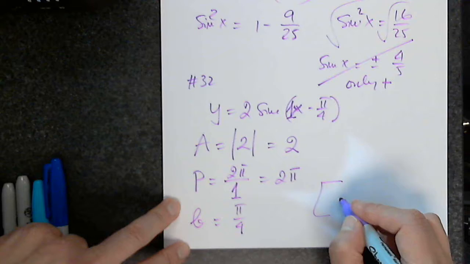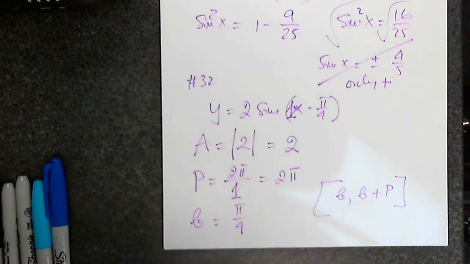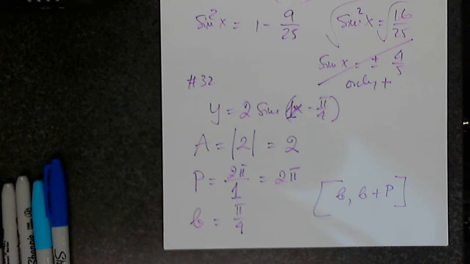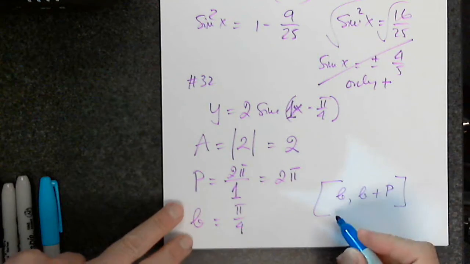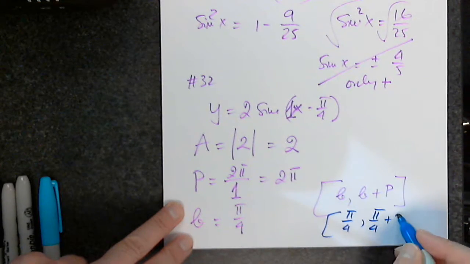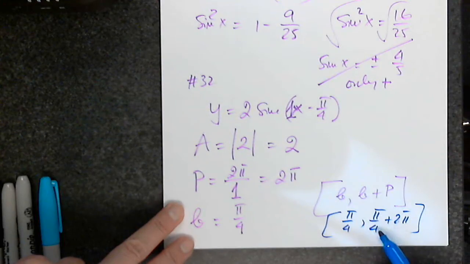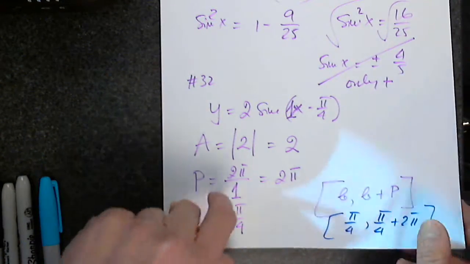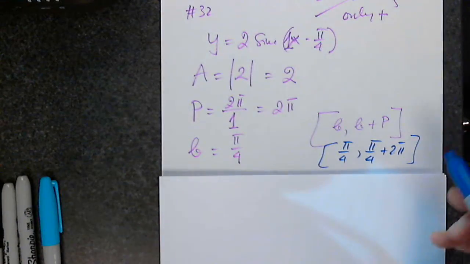The interval is b comma b plus the period. This is the interval that we would use to graph this function. So it will be pi over 4 comma pi over 4 plus the period of 2 pi. So 4 times 2 is 8 plus 1, 9. 9 between pi over 4 and 9 pi over 4.